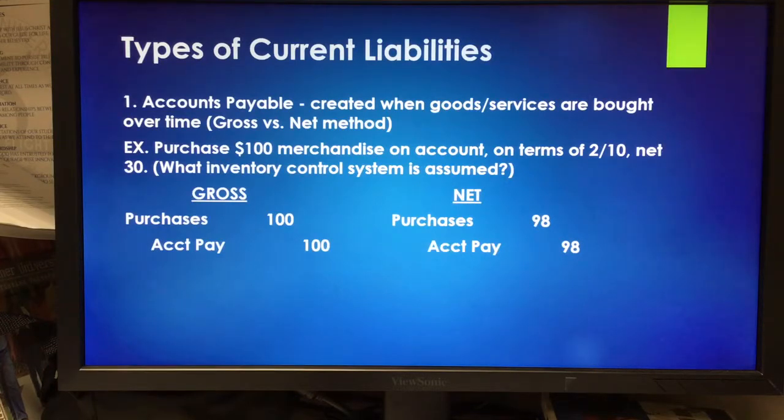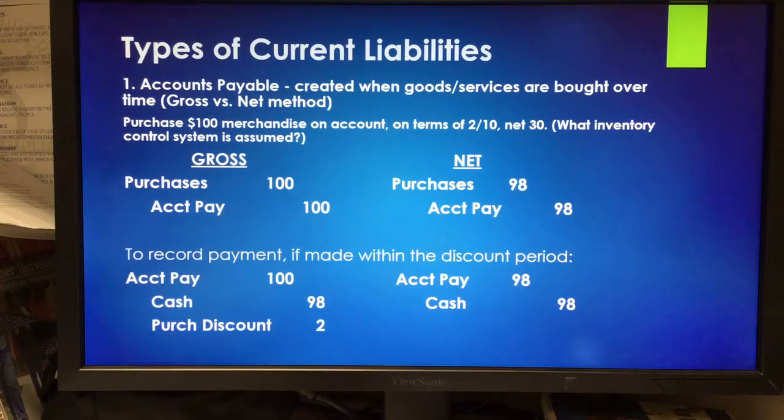Notice in this case we're buying inventory. Under the gross method, we're debiting purchases, crediting accounts payable for $100. That is the gross amount of the purchase. Under the net method, though, we're recording that purchase net of the discount. And so we record the purchase and set up the liability for $98, the $100 minus the $2 representing the 2% discount on that.